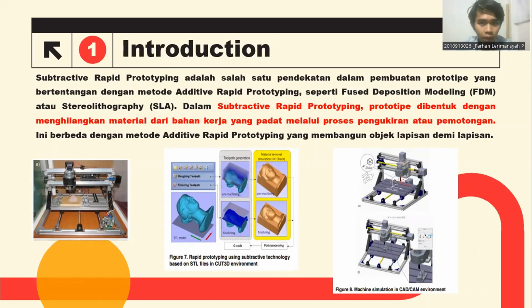Subtractive rapid prototyping is one approach to prototyping that contrasts with the additive rapid prototyping methods, such as fused deposition modeling, or FDM, or stereolithography, or SLA. In subtractive rapid prototyping, prototypes are formed by removing material from a solid workpiece through a carving or cutting process. This is different from the additive rapid prototyping methods that build objects layer by layer.